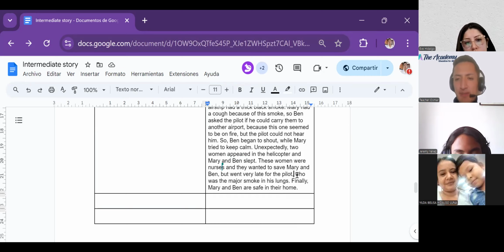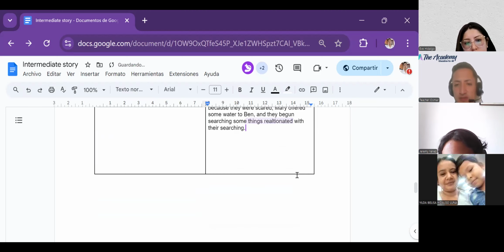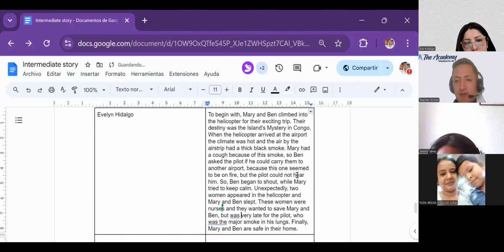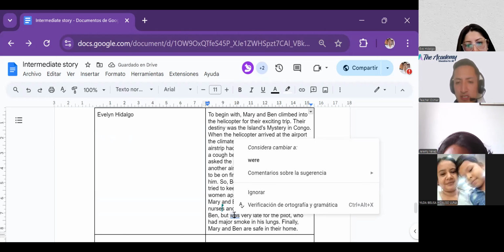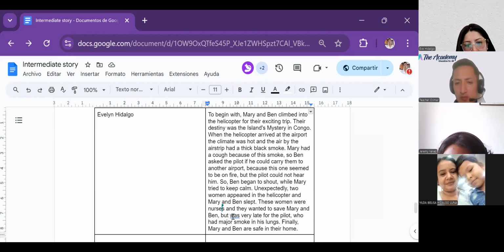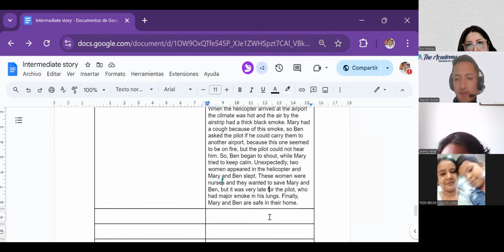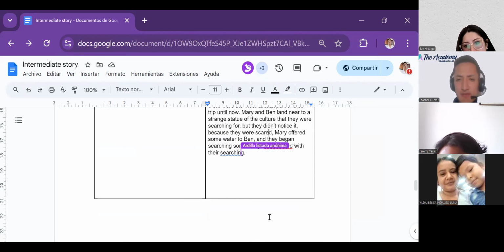But when very late for the pilot, who was the major smoke in his lung, but was, I believe here you're supposed to say, but it was very late for the pilot, who had, excellent, the most smoke in his lungs. Finally, Mary and Ben are safe in their home. Okay, so super, congratulations, Eve. You did it very well, okay?